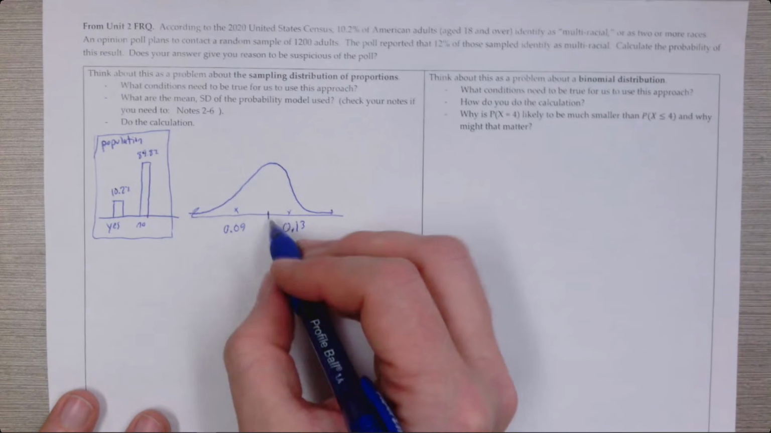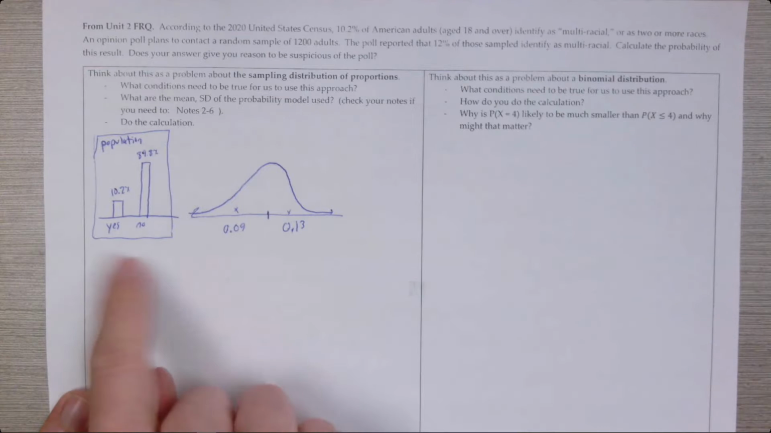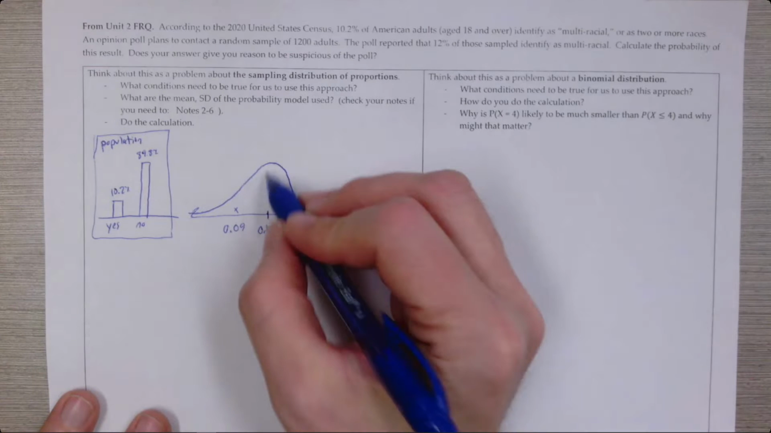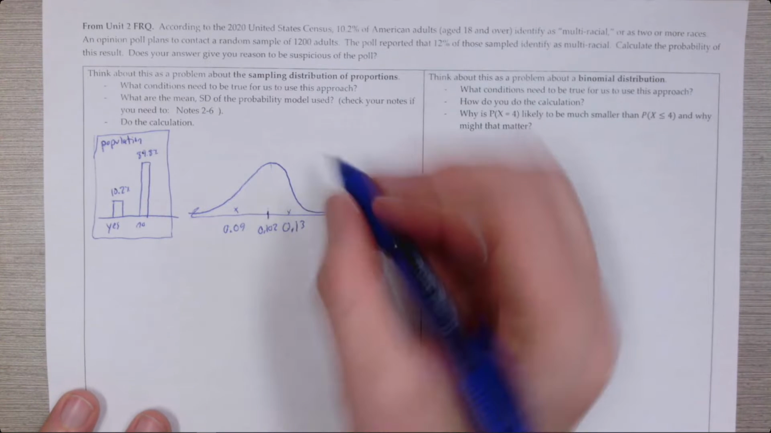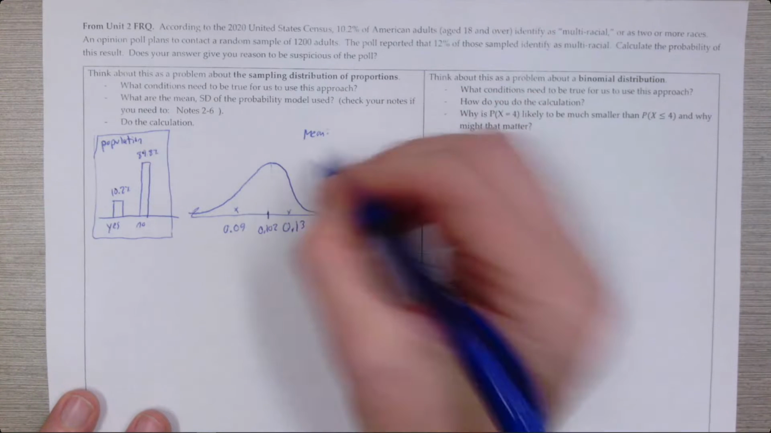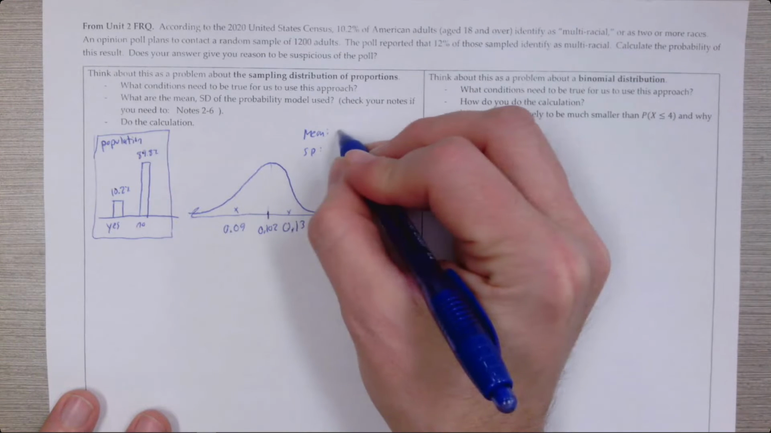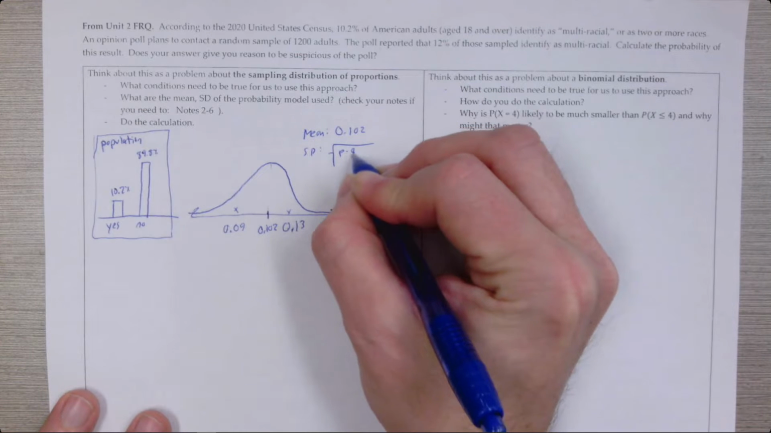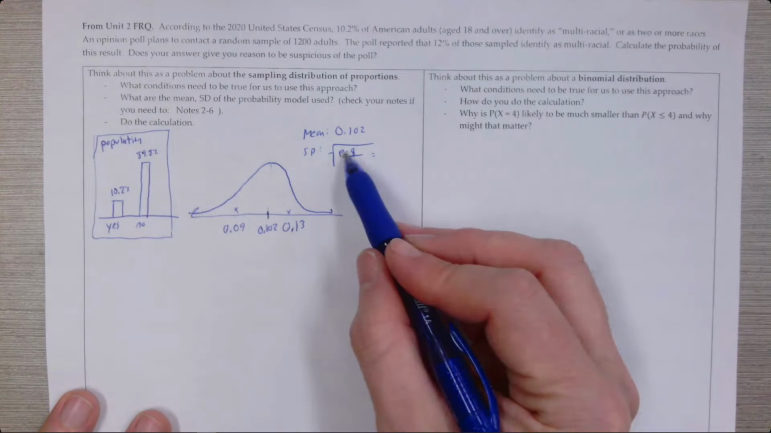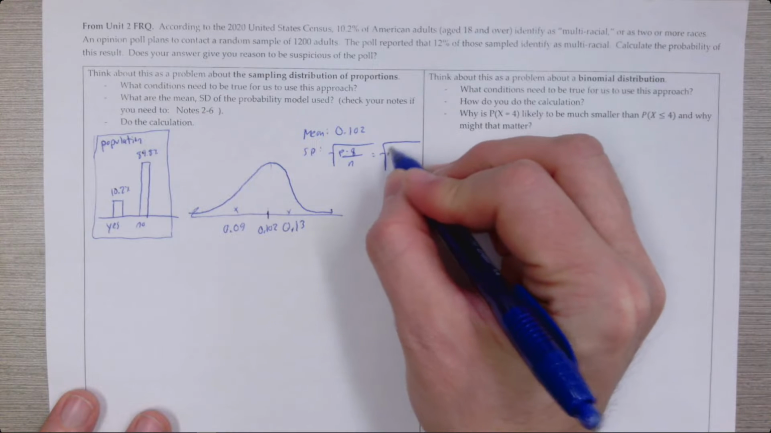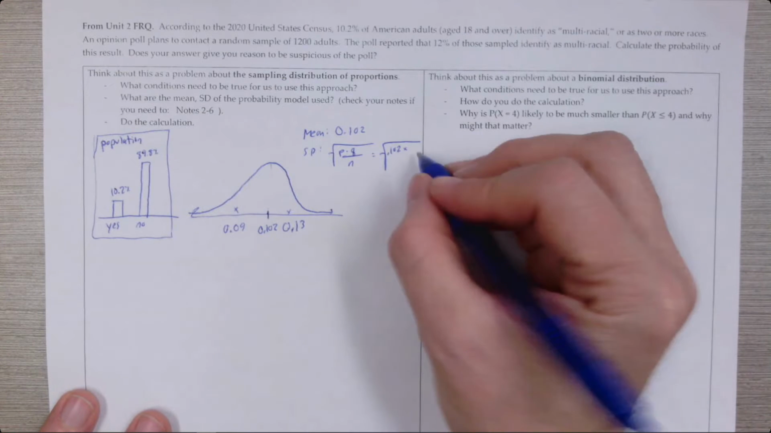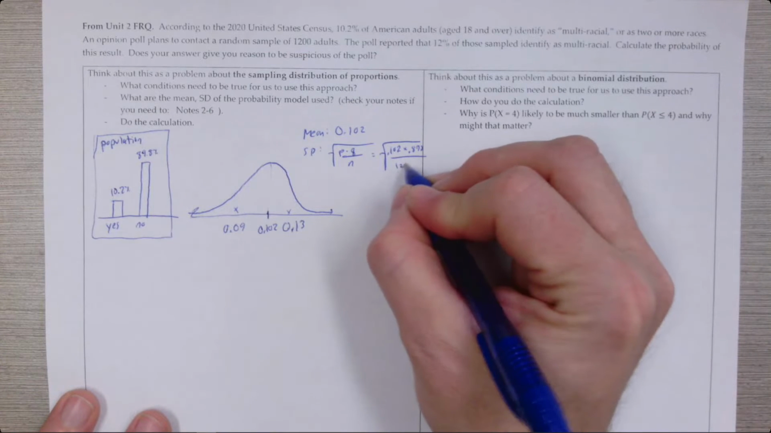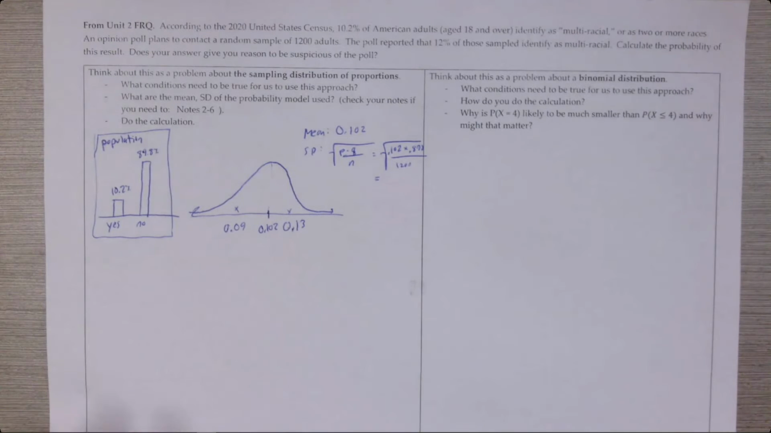The sampling distribution of proportions is going to be centered on the true population proportion. So this 10.2% here is the mean. And then for the standard deviation, there was an equation which you could look up on your equation sheet. So the mean is 0.102. The standard deviation is the square root of p times q over n, where p is the probability of success, so that's 0.102. q is the probability of failure, so that's 0.898. And n is the sample size, so that's 1,200.